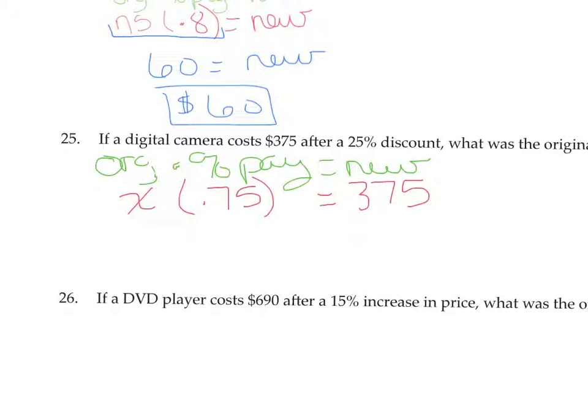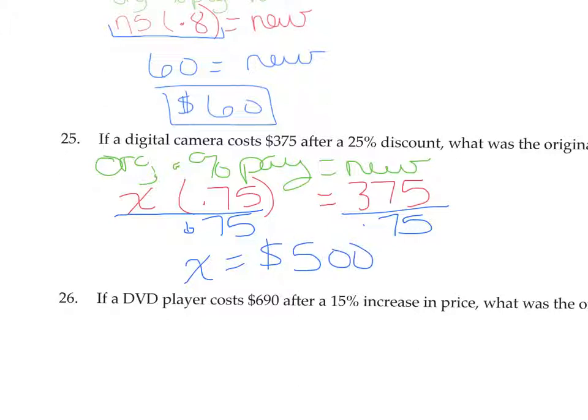So, of course, to solve for this X, we have to divide by 0.75. That's a decimal. Both sides. And you can do this division off to the side. Pause the video, do your division, come back and check it. It's $500.